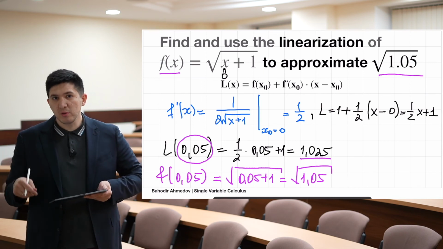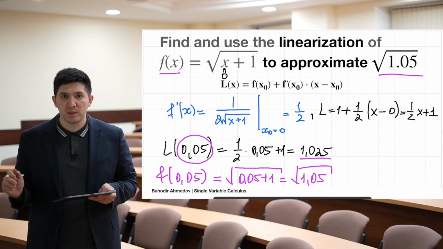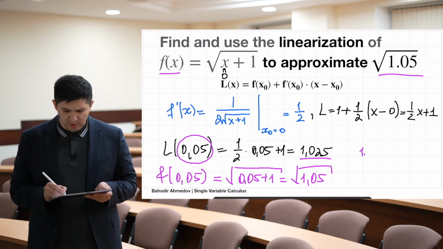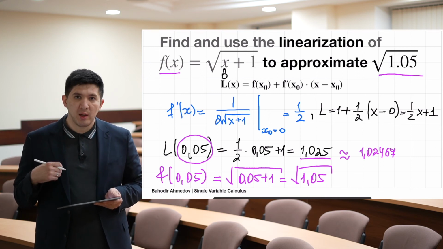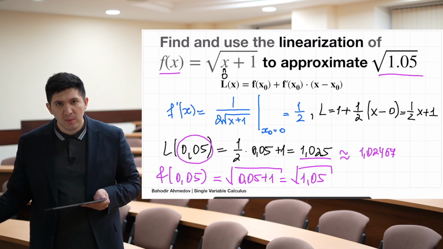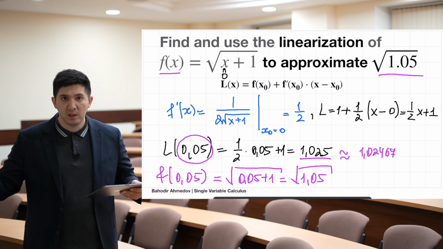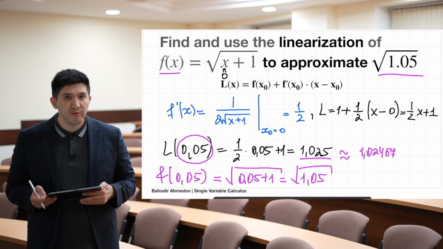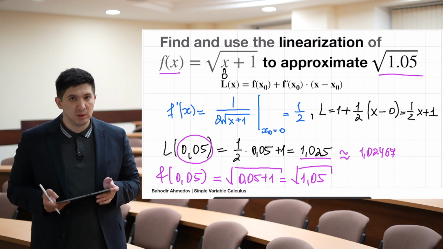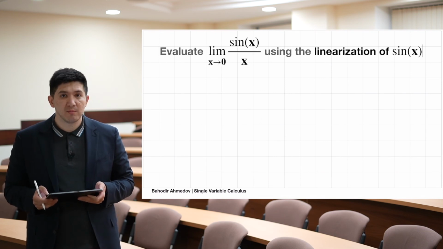And if you now take a calculator and calculate the square root of 1.05, you're going to get roughly 1.02467 or something like this, which is very close to this. Okay, so again, the idea is to approximate a function using a linear function, using a line, right? We showed in the graph why this is true. Now I would like to show you another example where the linearization might be useful.